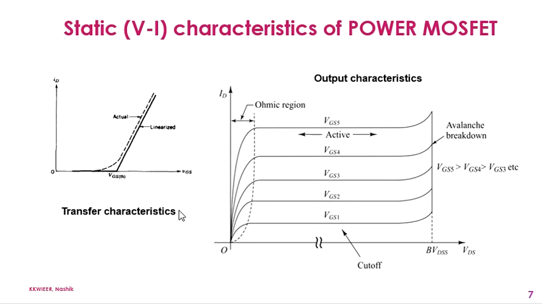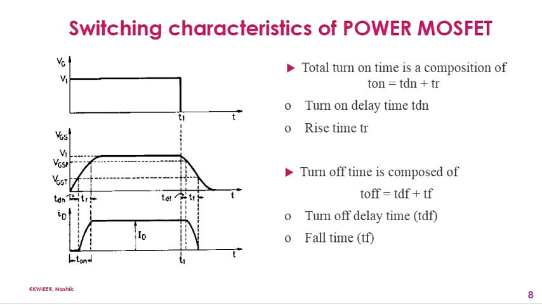Remember, there are two types of characteristic, transfer as well as output, where transfer characteristics are plotted by considering output current versus input voltage, and output characteristics are drawn by considering output current versus output voltage. So we will move towards the next topic, that is the switching characteristic of power MOSFET.